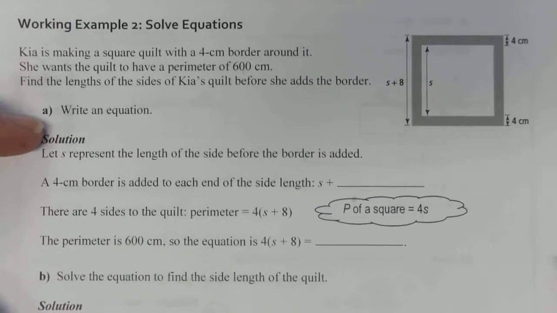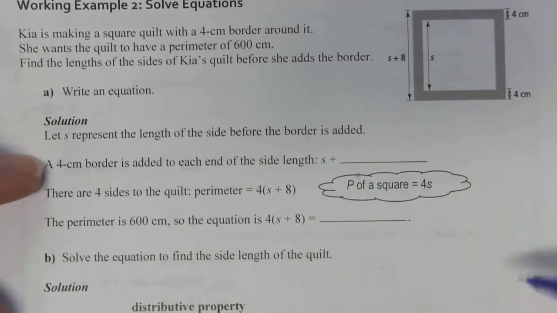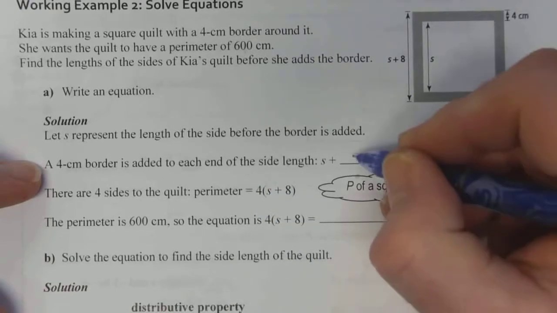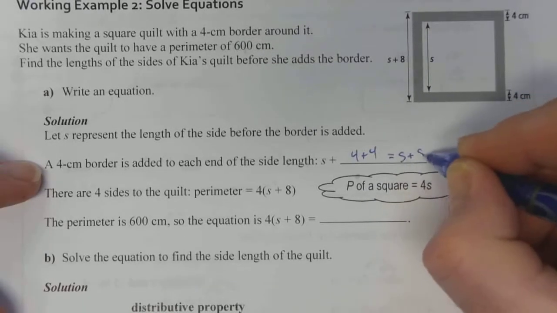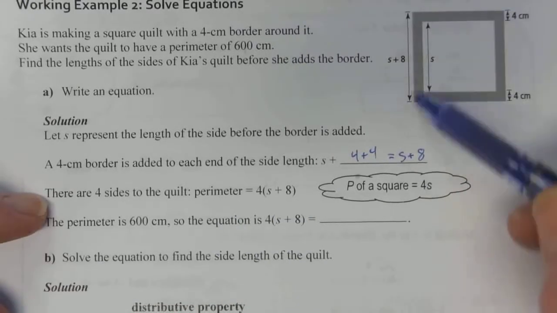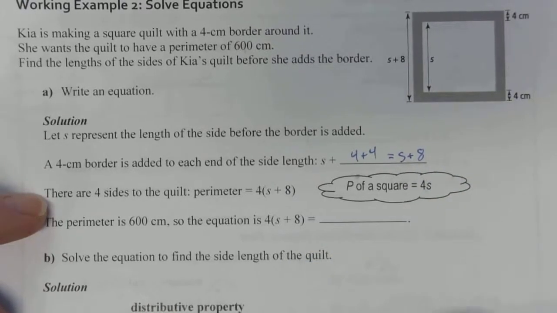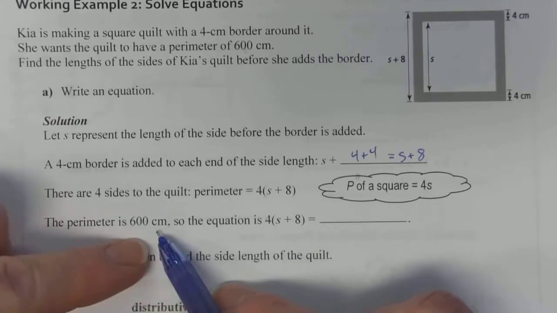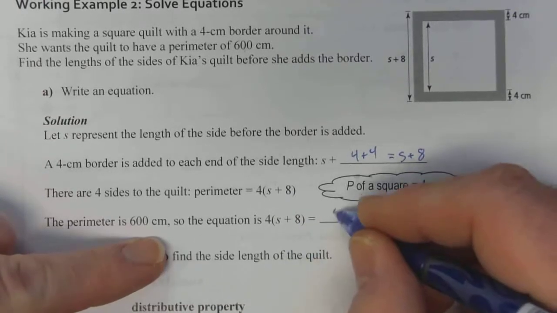So we're going to start by writing an equation. Let S represent the length of the side before the border is added. A 4 centimeter border is added to each side length, so that's S plus 4 plus 4, which is just S plus 8. There are 4 sides to the quilt, so the overall perimeter is 4 times that S plus 8. The perimeter is 600 centimeters, so 4 times S plus 8 has to equal 600.